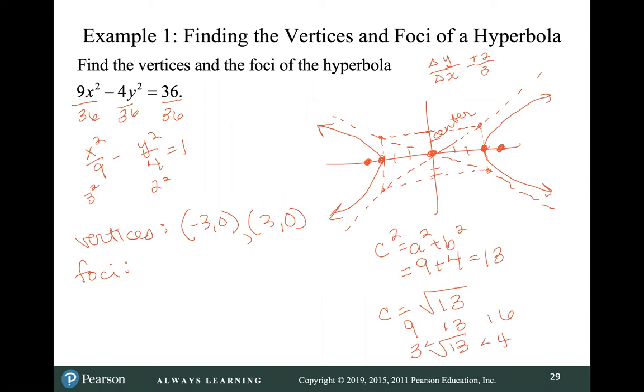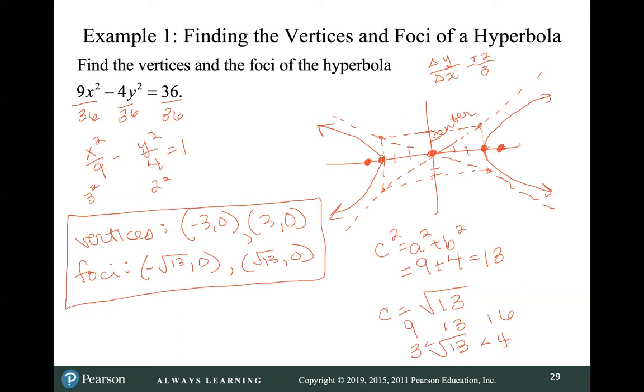Remember, the foci should be outside of the vertices. So that gives us -√13, 0 and √13, 0 as the foci, and the vertices. I've answered each part of the question, so there is my solution.